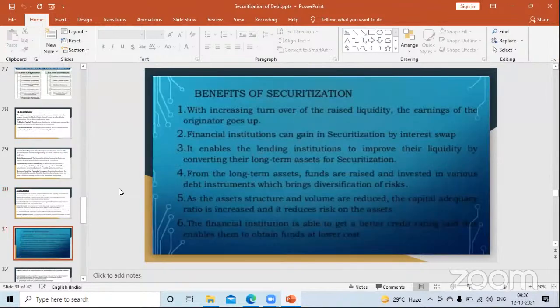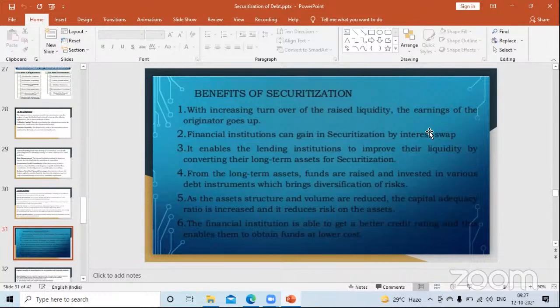Okay. Now let's see the overall benefits of securitization. It creates liquidity. To the originator, it creates liquidity. The funds are not blocked. Financial institutions can gain in securitization by interest swap, because in securitization somewhere you have interest or a dividend attached with the securitization process.